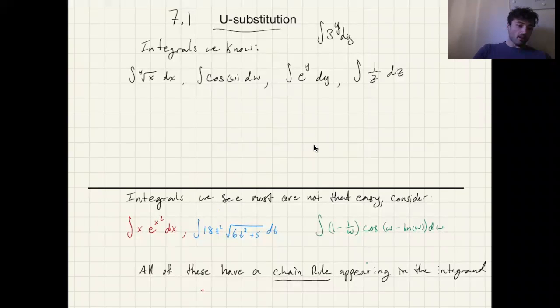Okay, everyone. So we're going to talk about 7.1 in the text, which is using U substitutions, which is really just undoing the chain rule. But okay, let's get into it. So as a quick refresher, antiderivatives we should know.